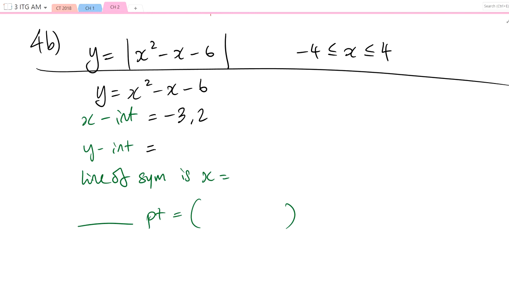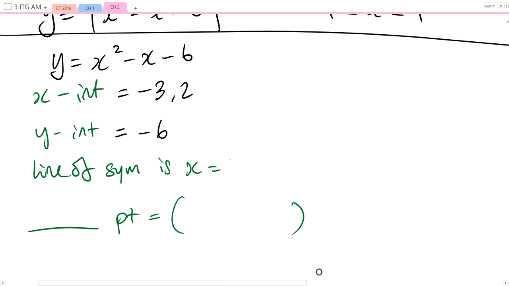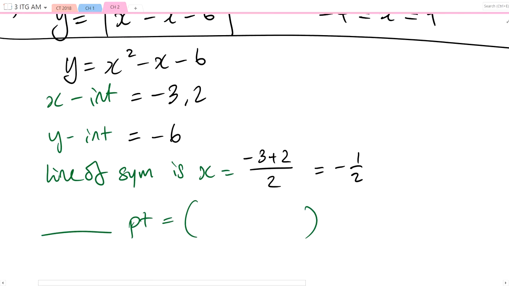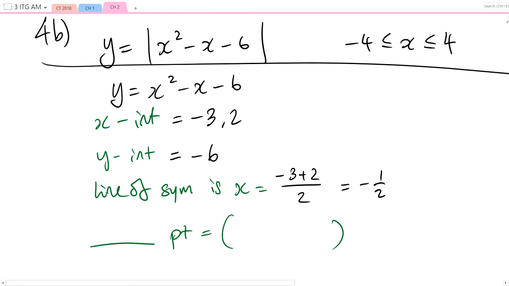Okay, y-intercept, what is it? -6. Line of symmetry. Line of symmetry is x equals to what? -3 plus 2 divided by 2, which is -half. Okay. So what kind of point is it? Maximum or minimum? Minimum point at x equals -half. And what is the y coordinate? So substitute, right? Somebody substitute quickly.